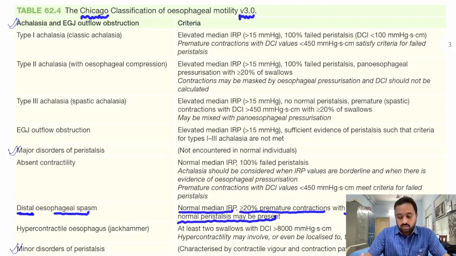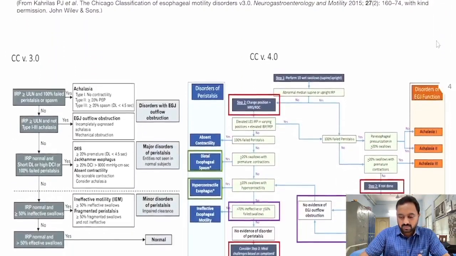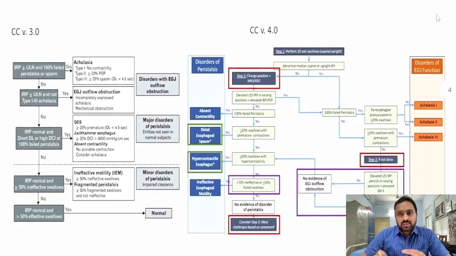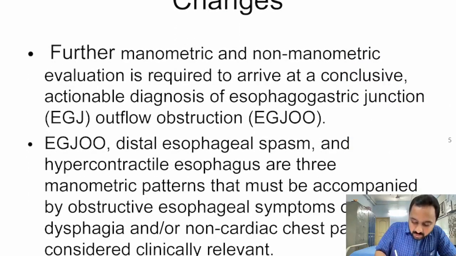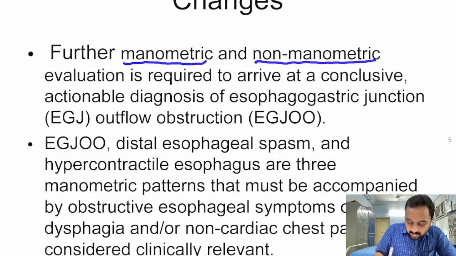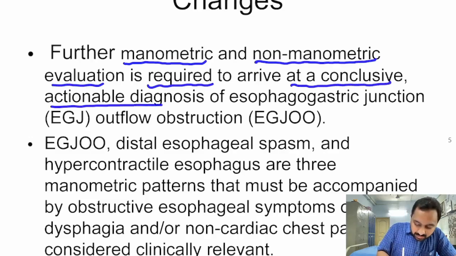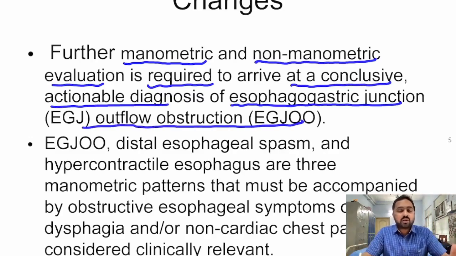Now let's come down to the recent update of the Chicago classification, as you see in this version. The image might look complicated to you, so we'll simplify it and try to understand what the changes have been. Let's talk about our first change. The first change states that further manometric and non-manometric evaluation is required to arrive at a conclusive, actionable diagnosis of esophagogastric junction outflow obstruction. If you see, the previous one was mainly manometric values. In this new classification, they have given a lot of importance to the non-manometric values also.